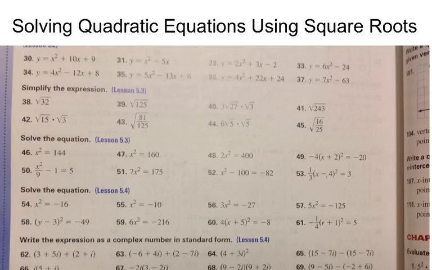I'm going to use the first problem here with the square roots. The quadratic equation is x squared equals 144. I'm going to bring that problem here, 144, and we're going to solve it.